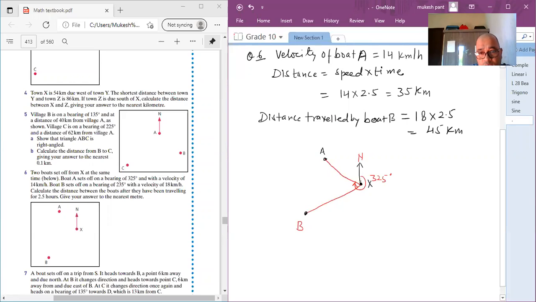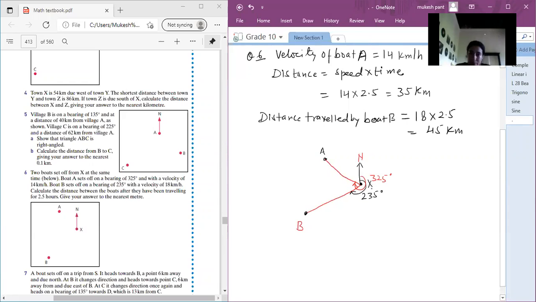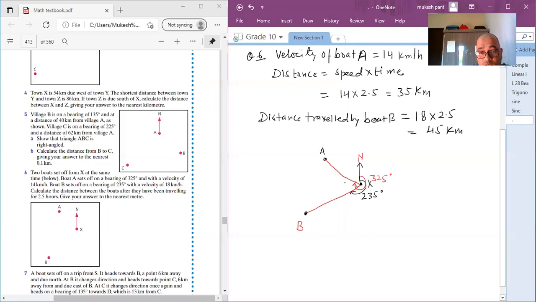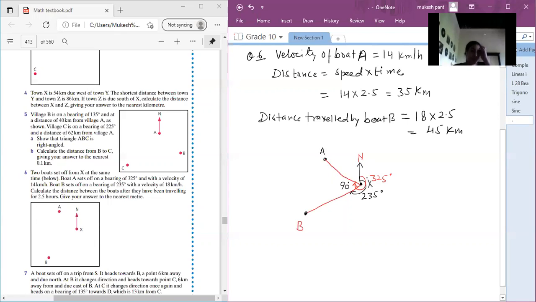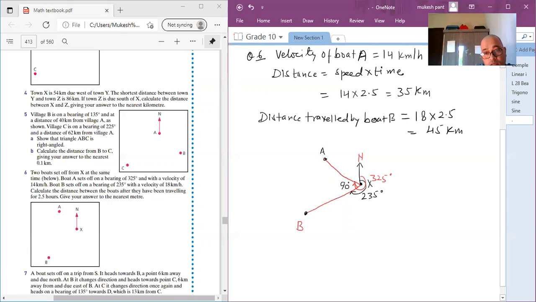For B, this angle is 235. So can anybody tell me what this angle will be? Because here to here is 325. 90. The difference between these two is 90. Good. Understanding, guys? 325 from this point to the XA line, but this is 235, so that difference means 90.